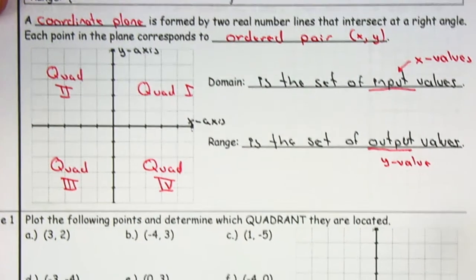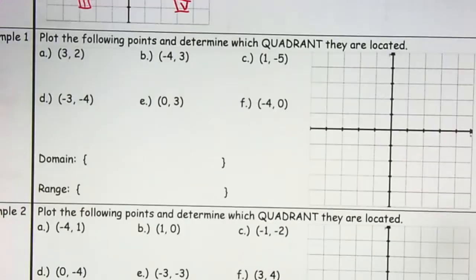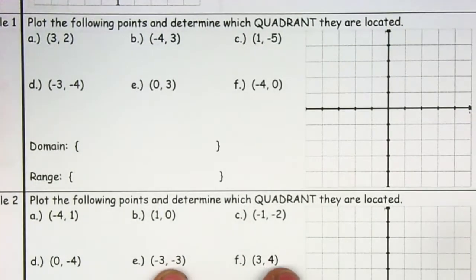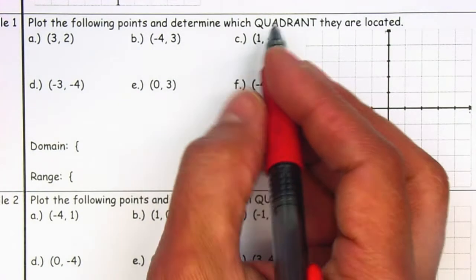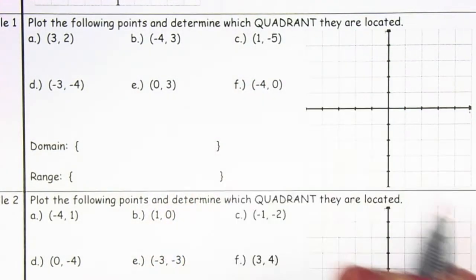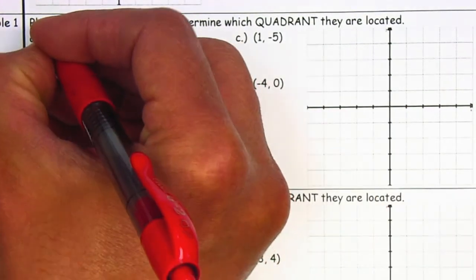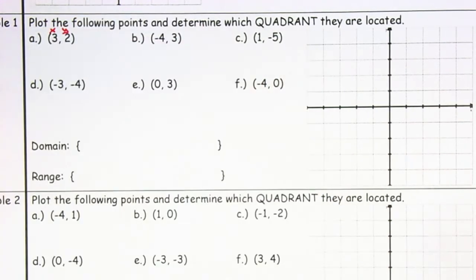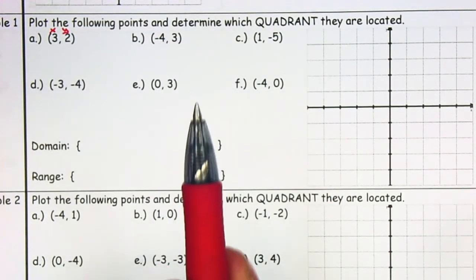Example number 1. We want to be able to plot each of the points and determine which quadrant they're located in. The first thing I want you guys to do is place an X and a Y on top. And make sure you guys are using a red pen for that.